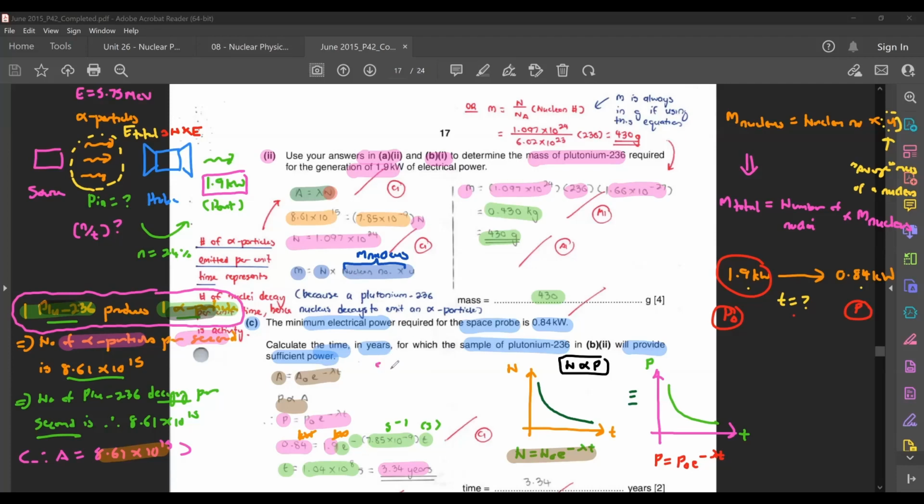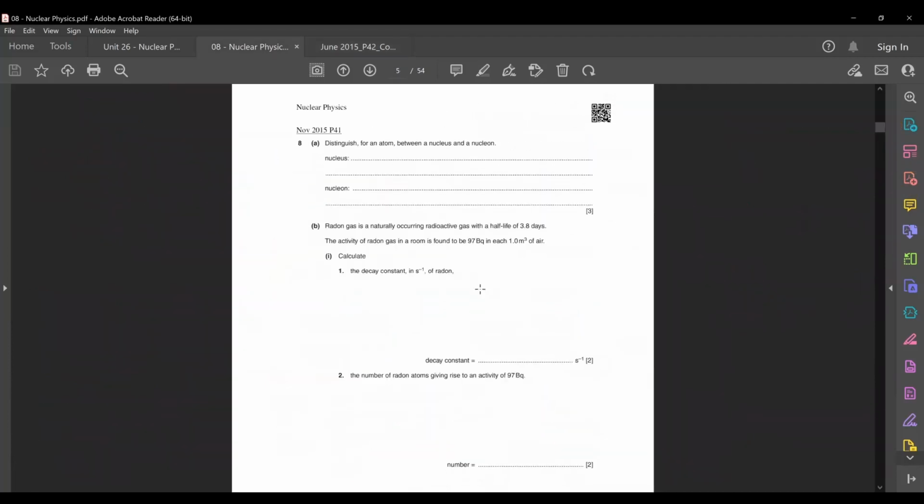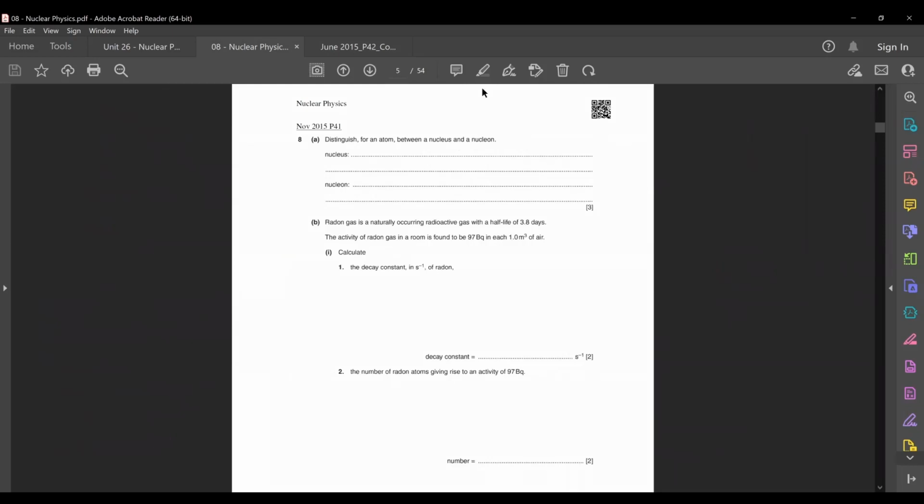So from seconds to years, you just need to divide by 3,600 seconds, which gets it in hours, then divide by 24 hours to get it in days, then divide by 365 days to get it in years. Okay, so that would be for this particular question. Page 5 is November 2015 P41.